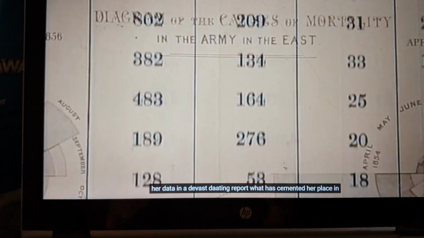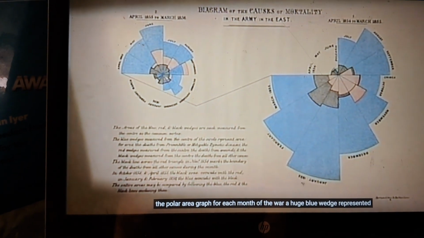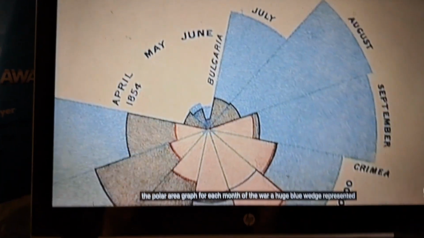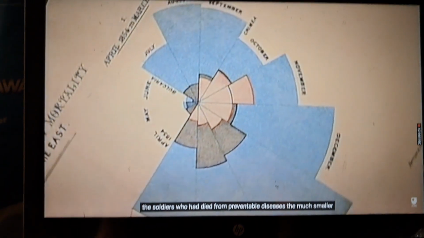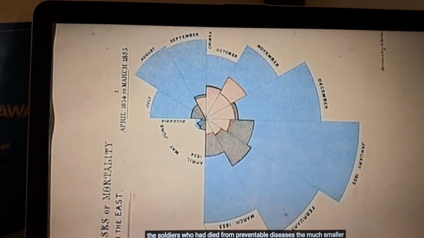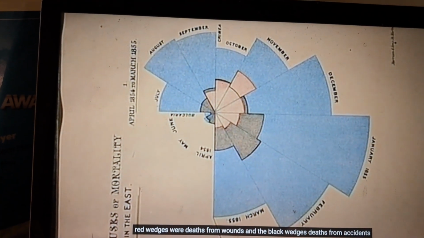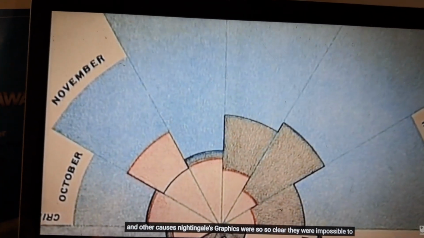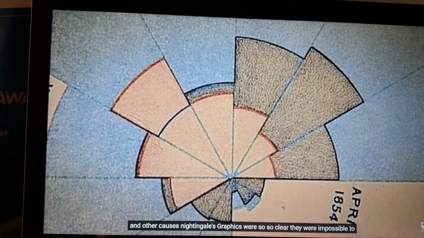What has cemented her place in the statistical history books are the graphics she used, and one in particular, the polar area graph. For each month of the war, a huge blue wedge represented the soldiers who had died from preventable diseases. The much smaller red wedges were deaths from wounds, and the black wedges, deaths from accidents and other causes. Nightingale's graphics were so clear, they were impossible to ignore.